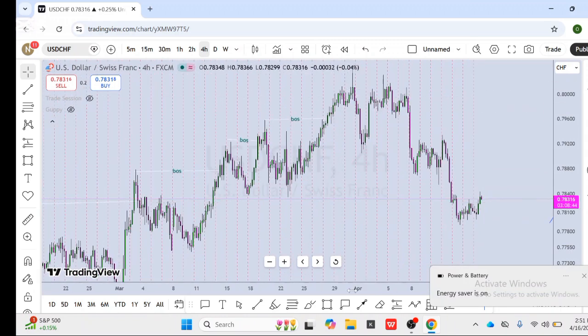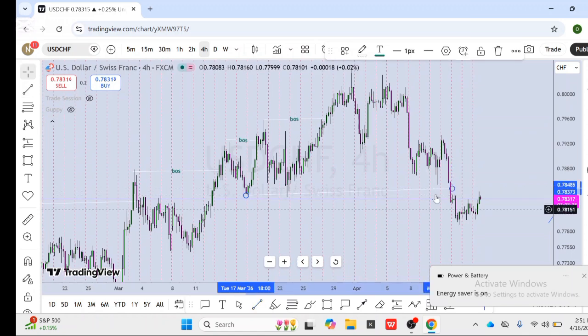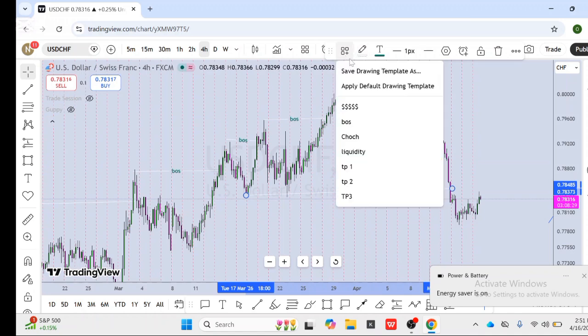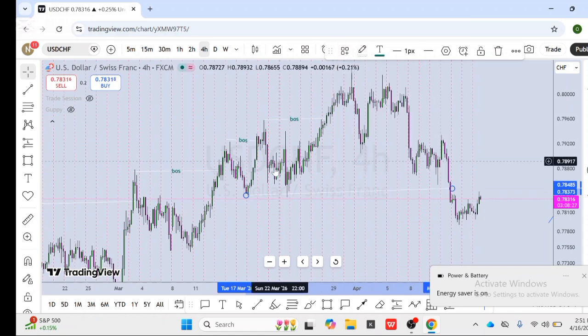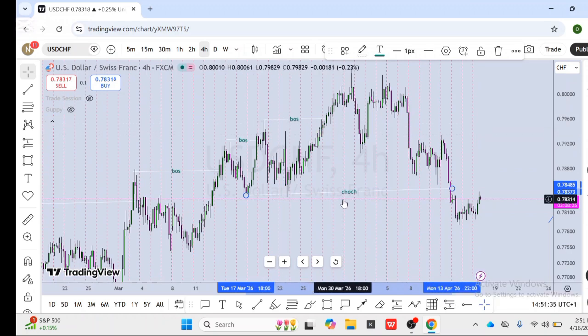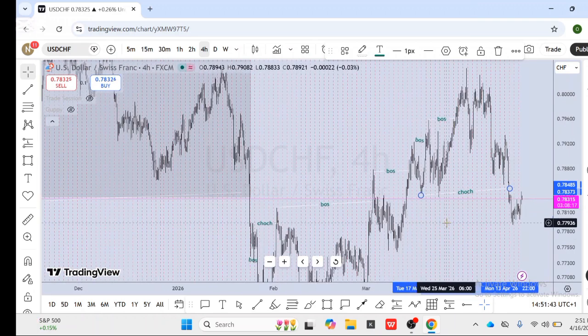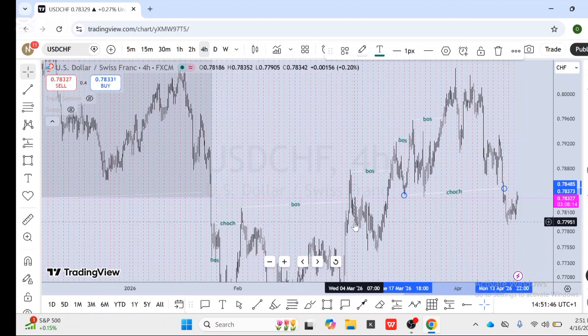Price came to this place and took out this low. And that was another change of character. That change of character is telling us that this market now is going to change direction. And so what we should be looking at for now is for price to make another retracement and position. So this is what market structure is.